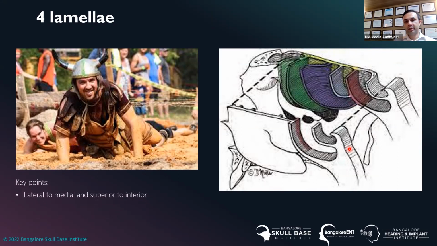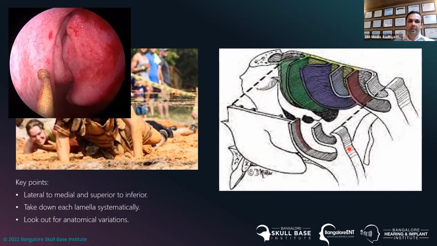Well, the key points that we need to consider are, whenever we bulldoze them, you always remember that you have to go lateral to medial and superior to inferior to limit the damage to important structures. And each lamella needs to be taken down systematically with respect to endoscopic sinus surgery, and always look out for anatomical variations. So these are the four lamellae one by one.